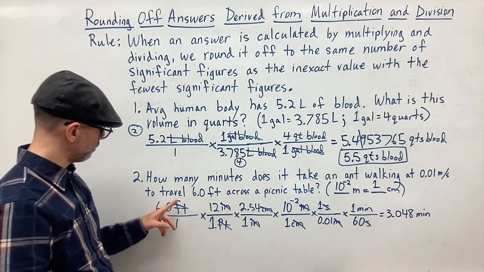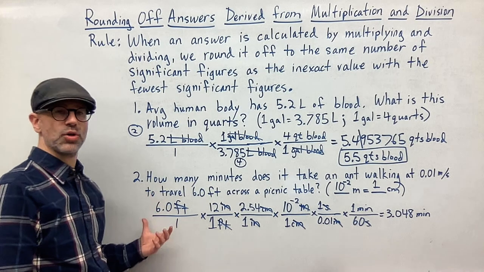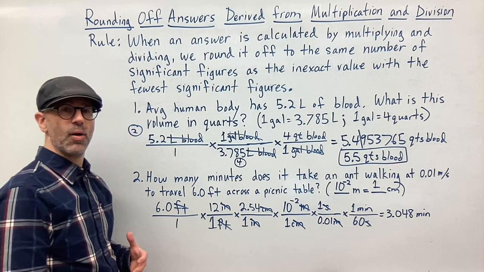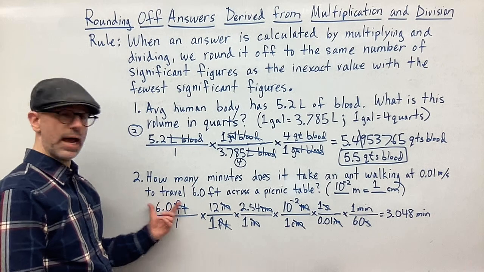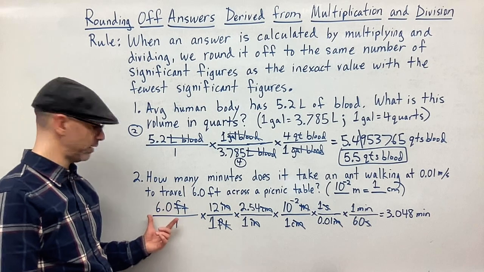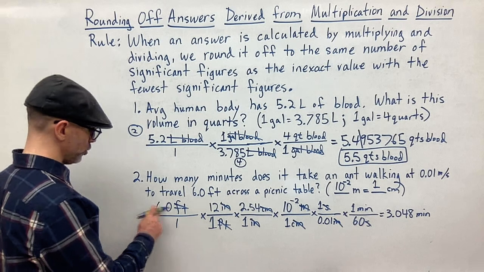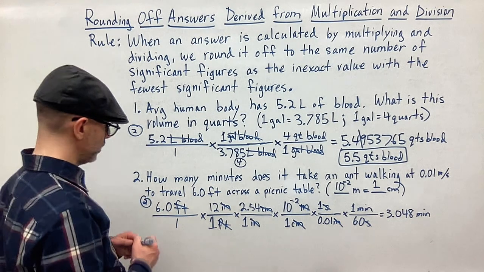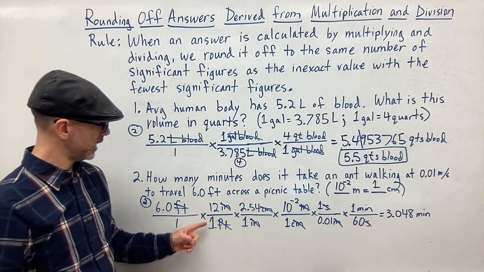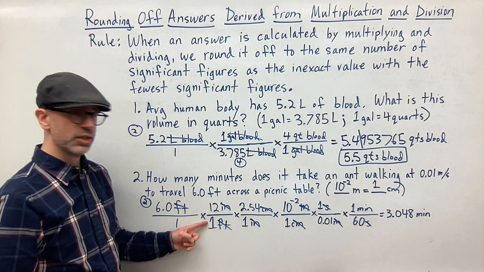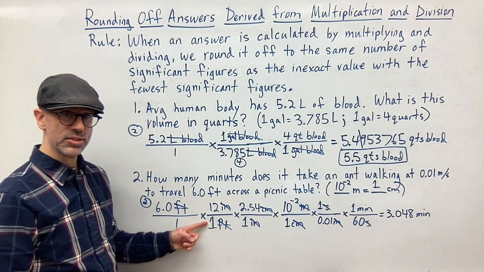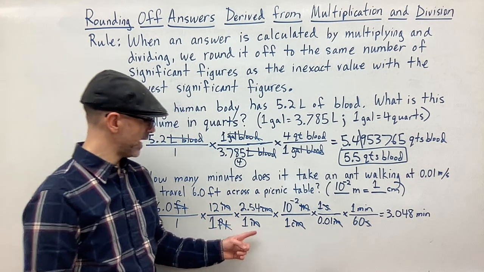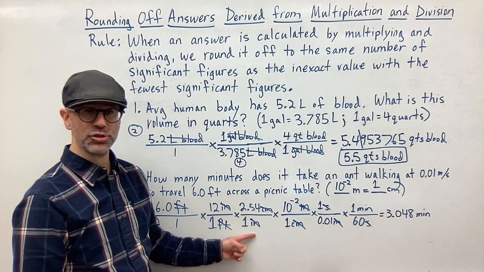So let's start with our given. Most of the time, we're going to have to pay attention to the sig figs of what we're given. So here we have 2 sig figs. 6 and 0 are both significant. Here we have English to English conversion. So that is exact. So we ignore that. That's true by definition.